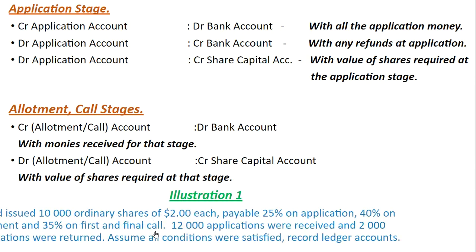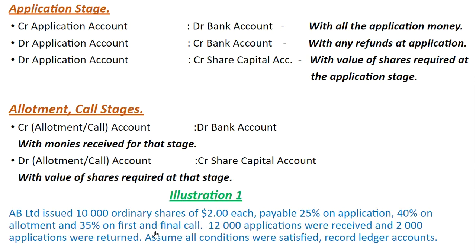Illustration 1. AB Limited issued 10,000 ordinary shares of $2 each, payable 25% on application, 40% on allotment, and 35% on first and final call. 12,000 applications were received and 2,000 applications were returned. Assume all conditions were satisfied, record ledger accounts.